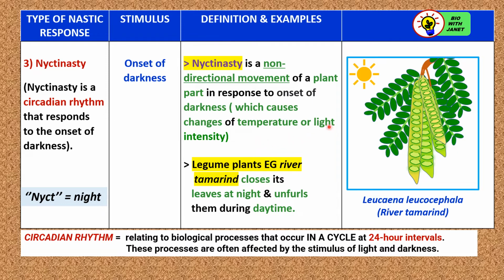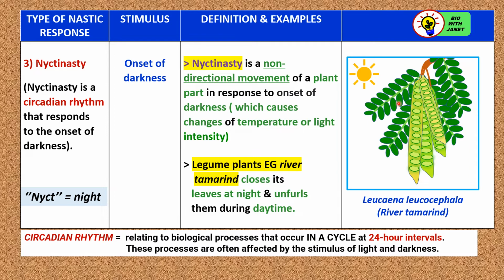And this stimulus will cause the legume plants like the river tamarind. Okay, legume plants are bean plants. And the river tamarind is a legume plant that closes its leaves at night. The two leaflets on both sides will fold up, and it will unfurl them during the daytime when there is higher temperature and higher light intensity.